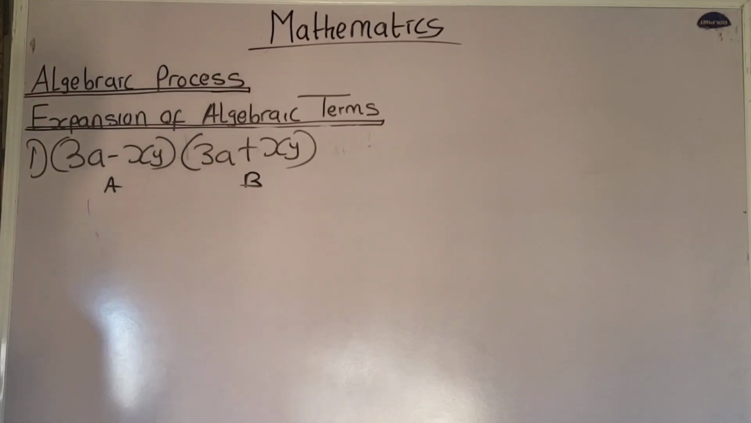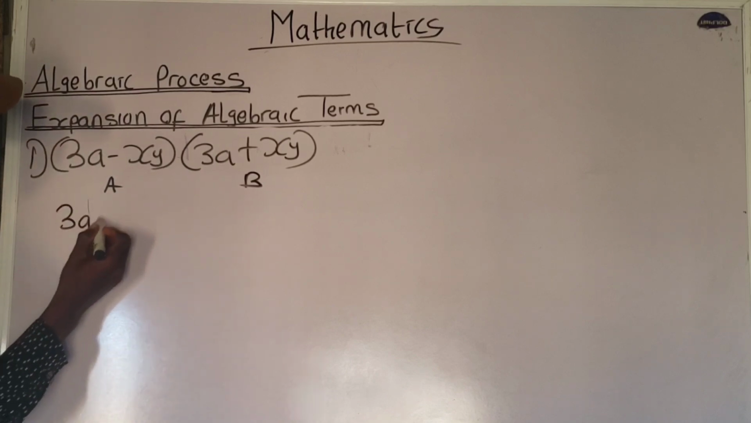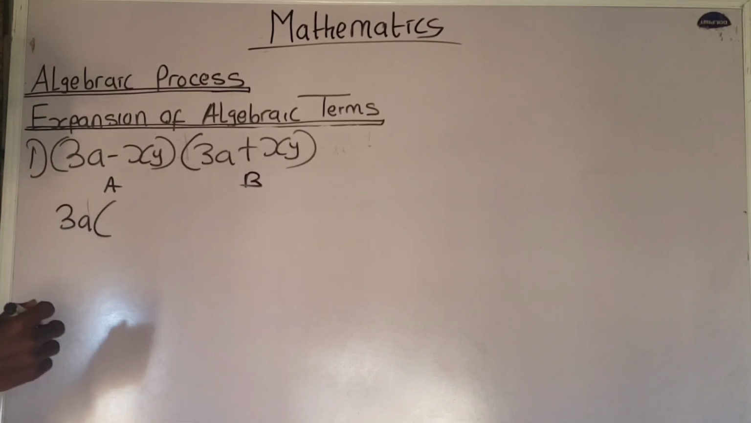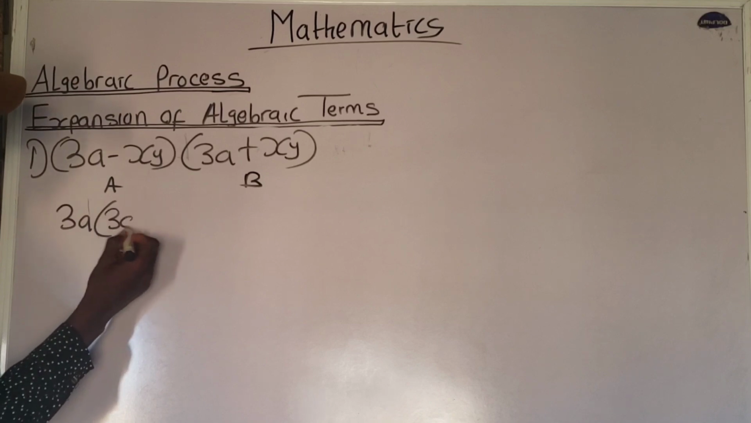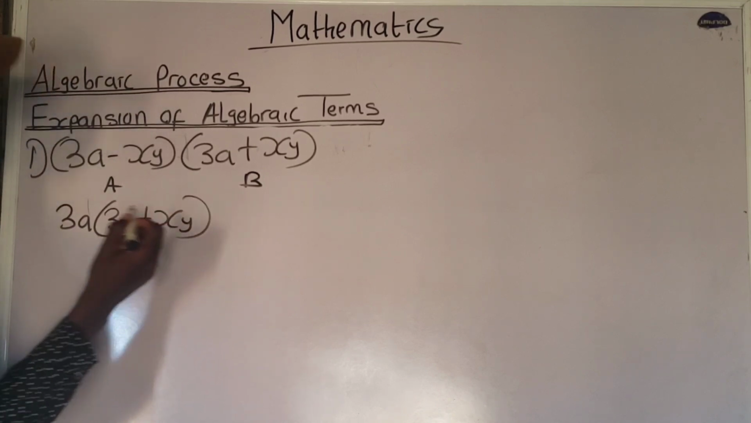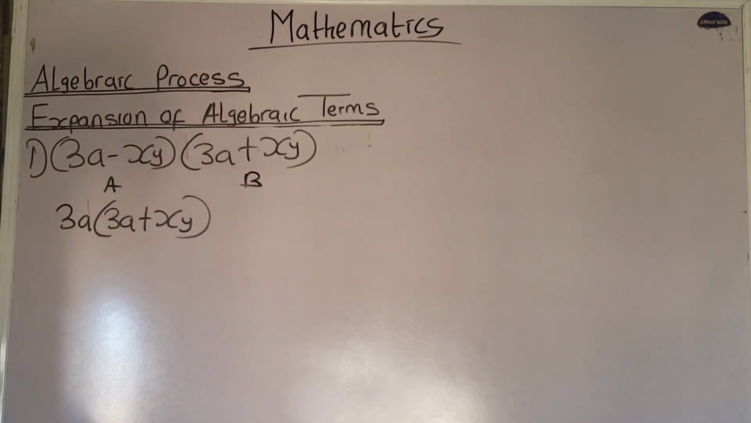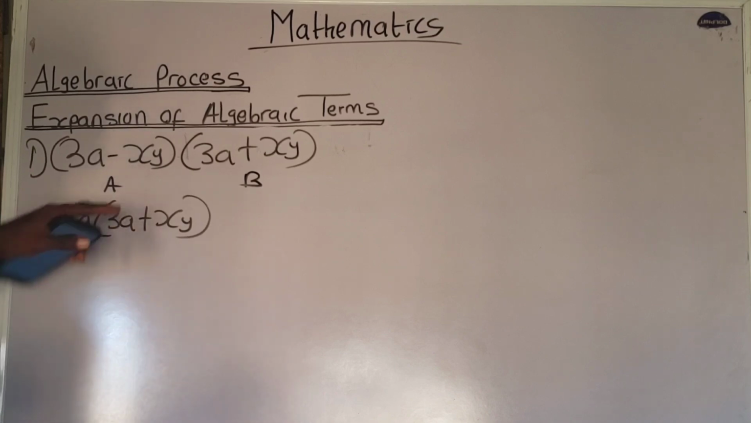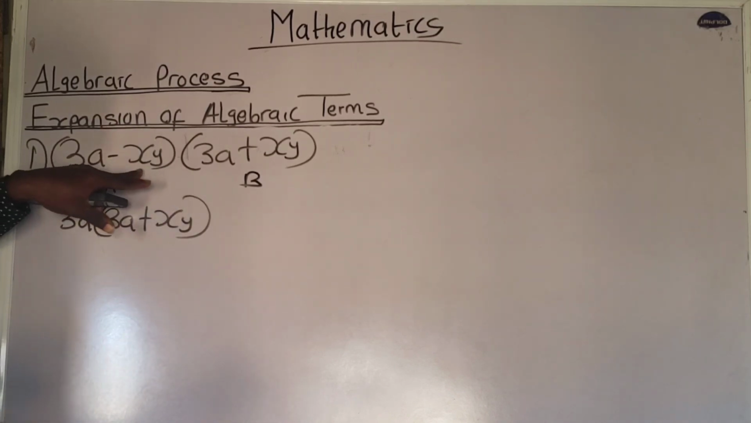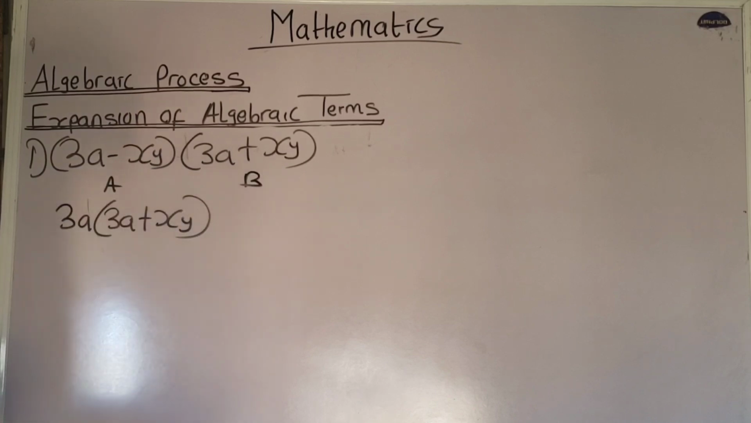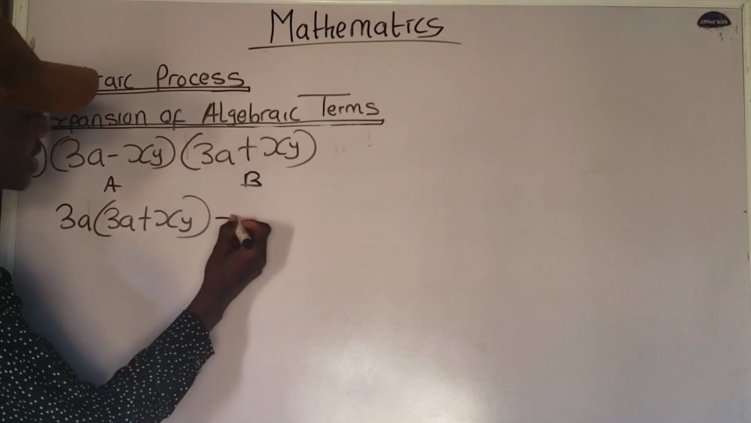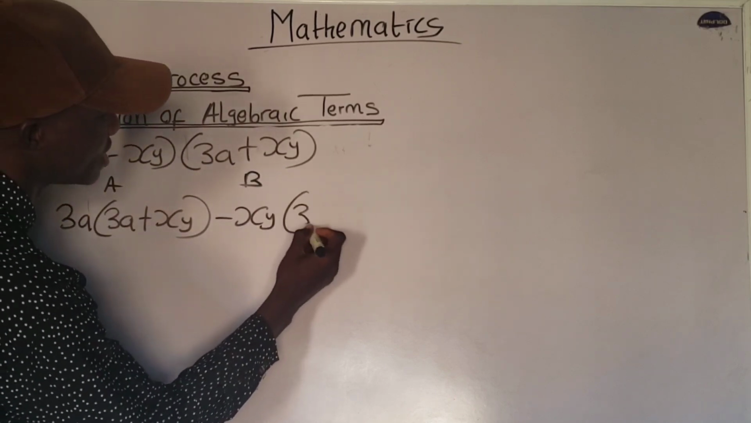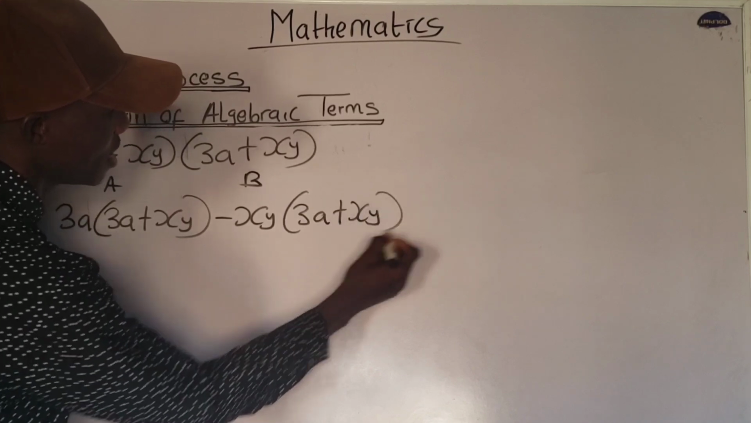Do you understand? Okay, so I'm going to have 3a into bracket all the elements in the second bracket. The second bracket is what? 3a plus xy. Okay, now I'm going to use the second term in the first bracket to multiply all the second bracket. The second term in the first bracket is what? Negative xy. So I'm going to use negative xy to multiply all the terms in the second bracket. So I'm going to have negative xy into bracket 3a plus xy. Okay, now open the bracket.